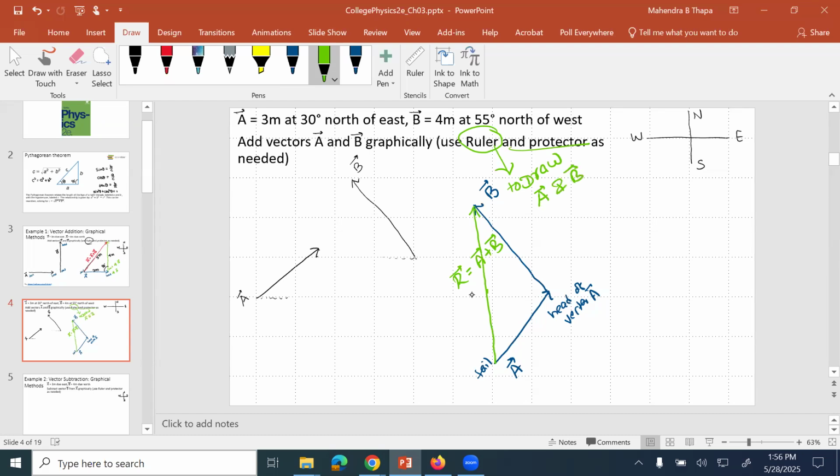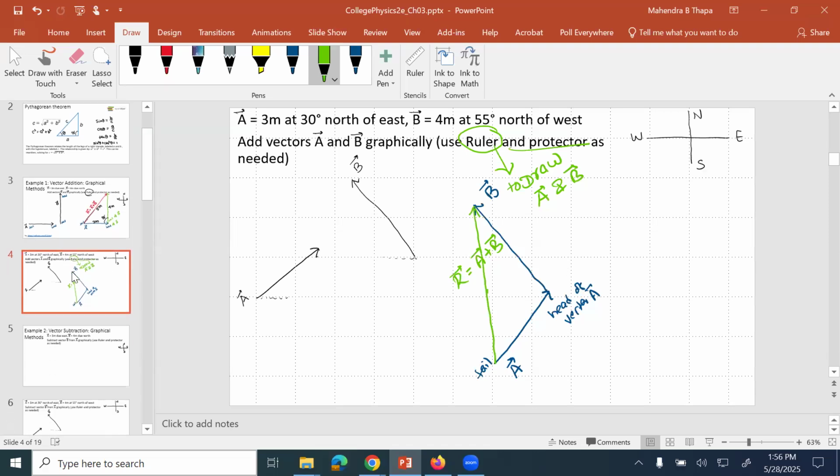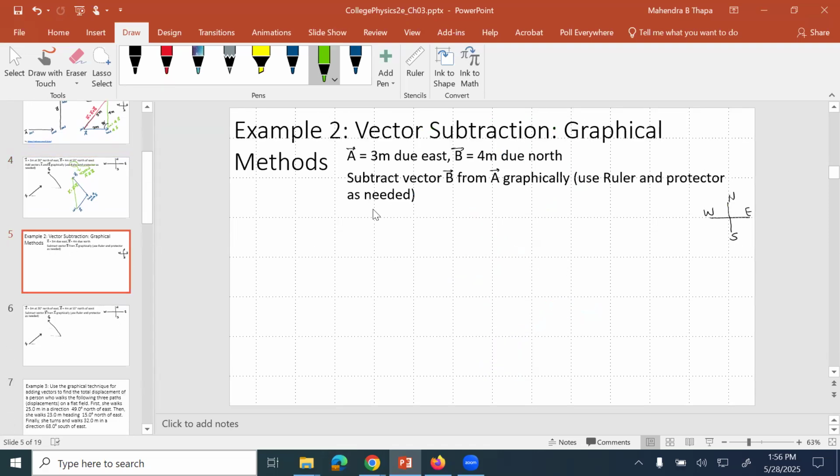Okay. So that gives you the total vector or the resultant vector. That is called the addition. The same rule can be applied if you want to subtract vector B from vector A. So let's do the same thing here. Say my vector A is 3 meter due east. So let's start from here.